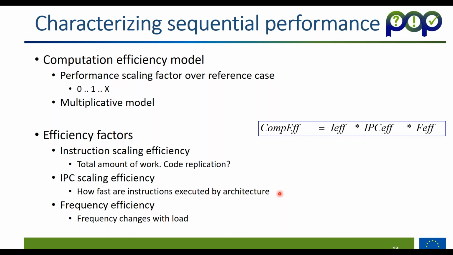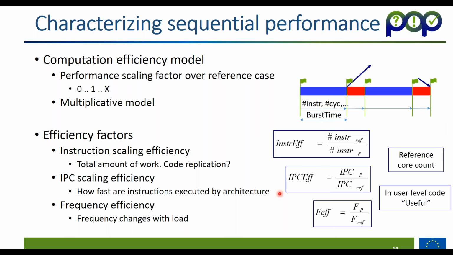This may also happen. And the third factor is frequency efficiency, which essentially means: are we really preserving the frequency when increasing the core counts? And these metrics are easy to compute. These are just ratios taking into account, for example, the number of instructions with a reference core count. They are all relative to the reference, and the number of instructions with P processes.